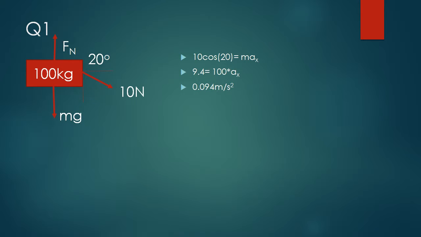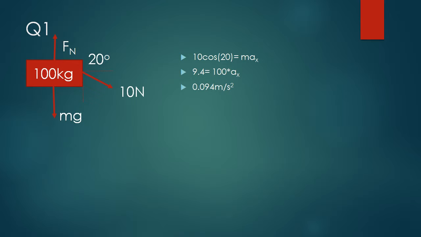So if we were to draw the free body diagram, we would know that on the 100 kilogram block, you would have the normal force, the gravitational force, as well as the force pushed by the person, which is 10 newtons, 20 degrees below the horizontal line. Now the normal force, the vertical component of the 10 newtons, as well as the gravitational force, would cancel out due to equilibrium.